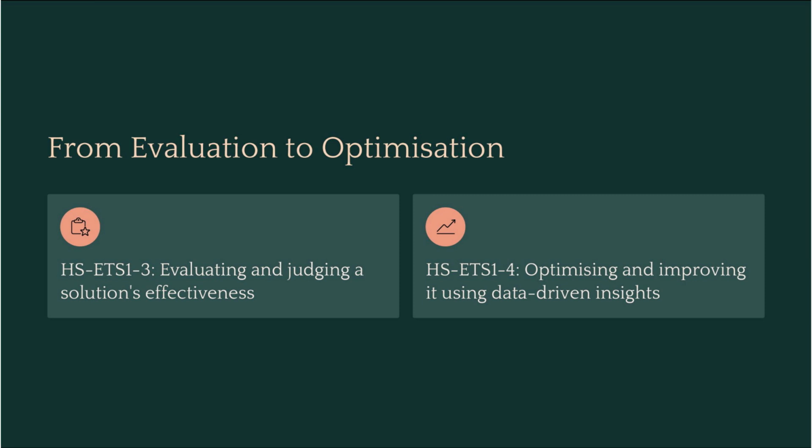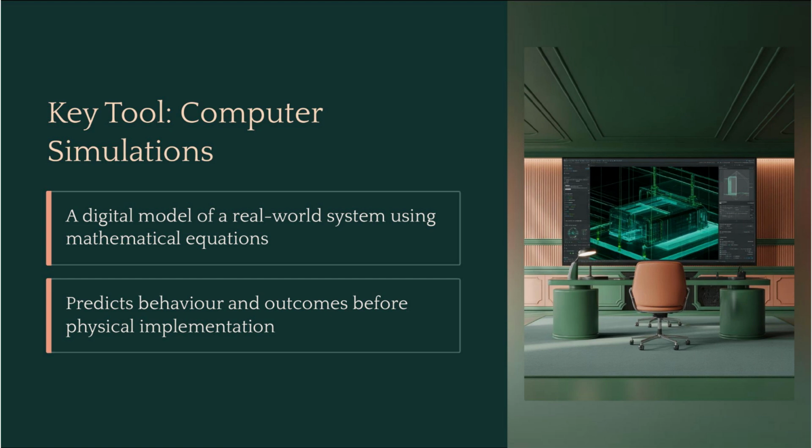Evaluation is like a movie critic giving a review. Optimization is like the film editor cutting and refining the scenes to make the movie better before it's released. To perform this optimization efficiently, we rely on a specific tool: computer simulations. A simulation is essentially a digital model of a real-world system that runs using mathematical equations. Instead of building a physical object immediately, we build it in code. This allows us to predict behavior and outcomes before physical implementation ever happens. We can see how a bridge handles wind, or how a dam handles water flow, entirely within a virtual environment.